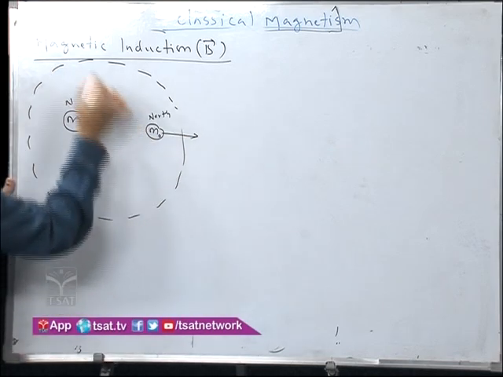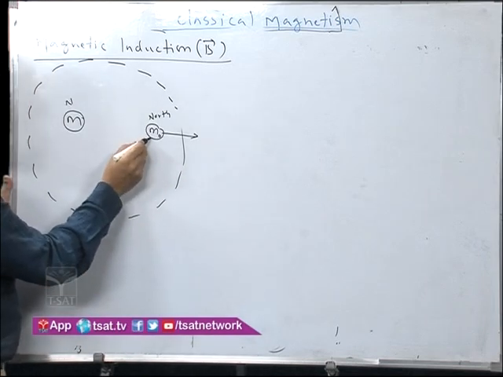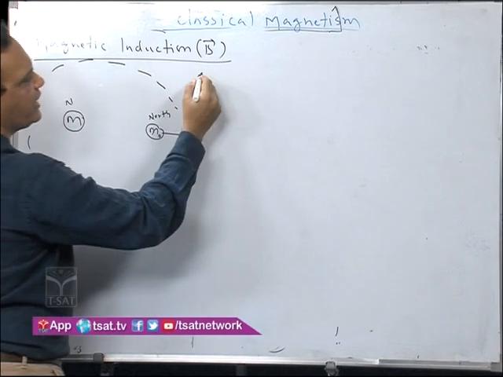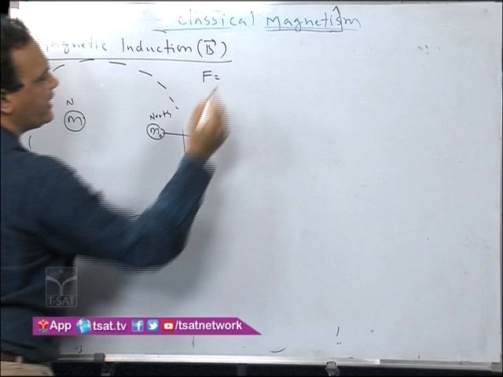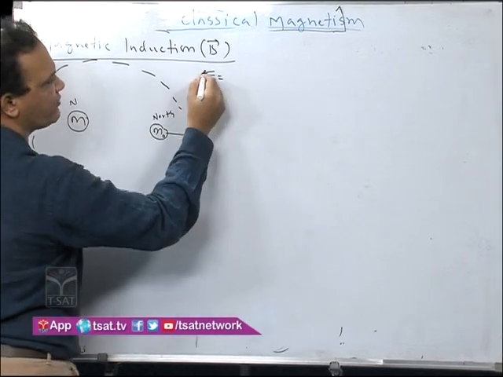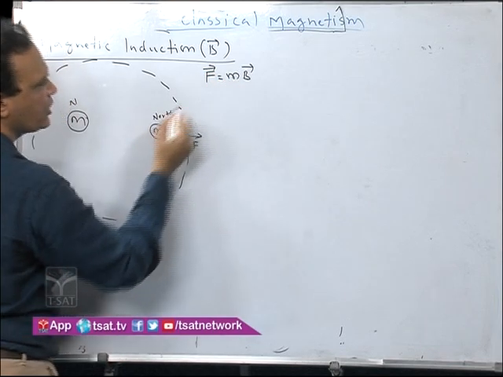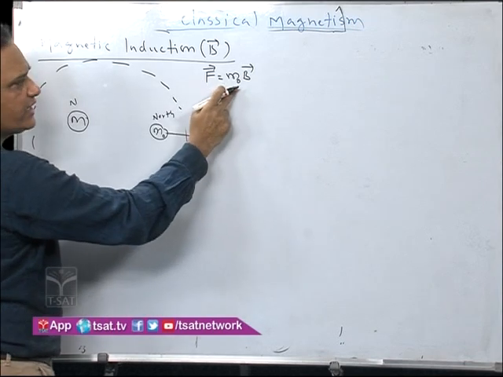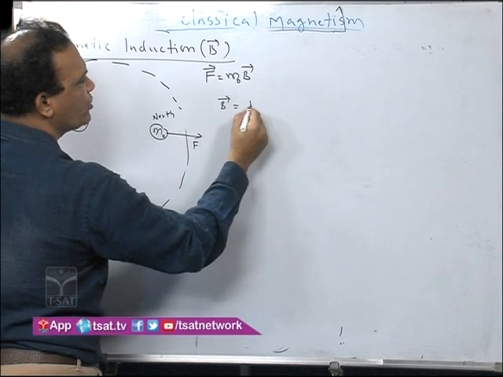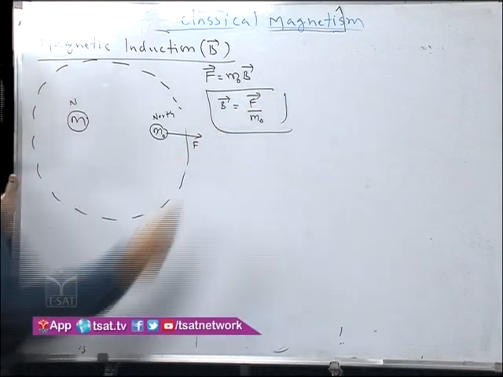So the first point: magnetic induction means the force experienced by a unit north pole at a point in the magnetic field is called the magnetic induction at that point. From this, the force experienced F bar is equal to m into B bar. What is m? Unit north pole, a scalar quantity. So the magnetic induction B bar is equal to F bar by m naught. It is in the direction of the force.